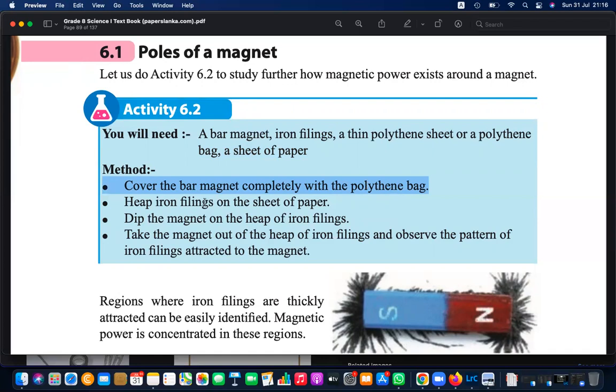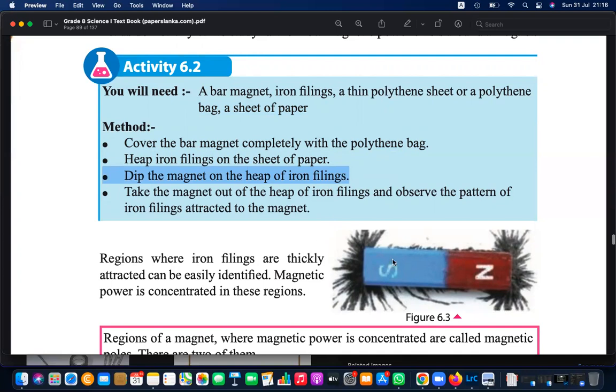Then heap the iron filings on a sheet of paper, right? So dip the magnet into the heap of iron filings. Then take the magnet out of the heap of iron filings and observe the pattern of iron filings that attract to the magnet. You can see these are patterns like hair.